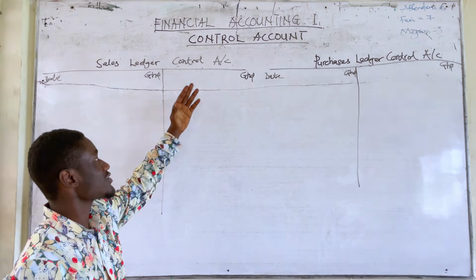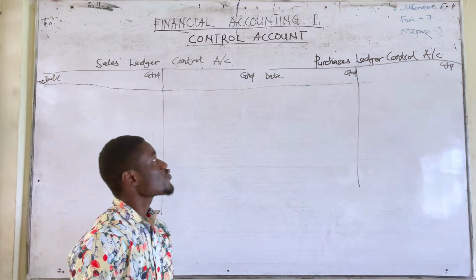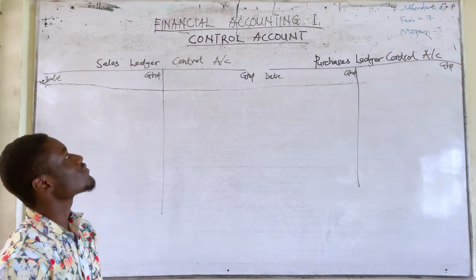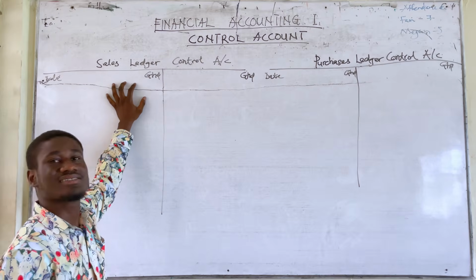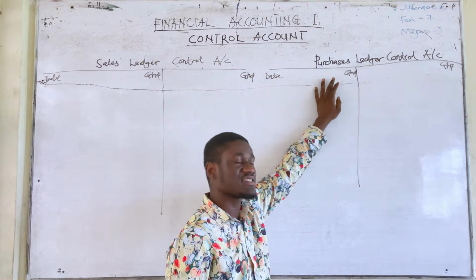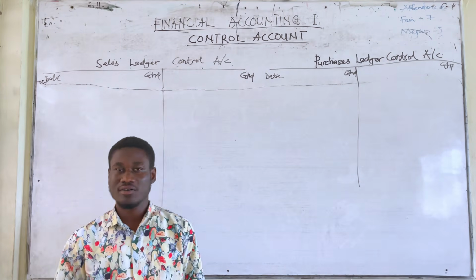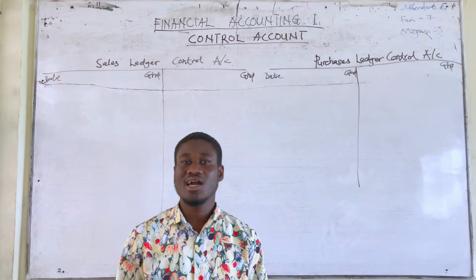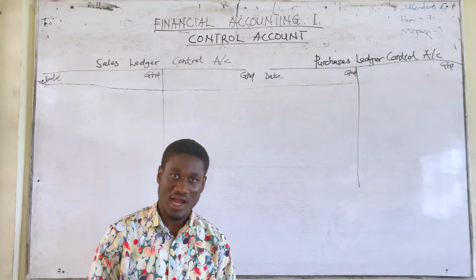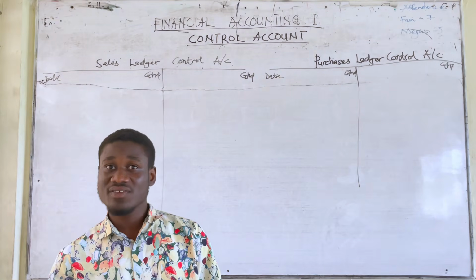Today we are going to look at control account, and also at the sales ledger control account and the purchases ledger control account. Good. So first of all, we have to know what a control account is. Good. So a control account is the summary of all the individual accounts or transactions in a given ledger.